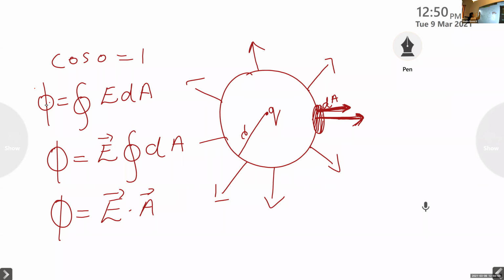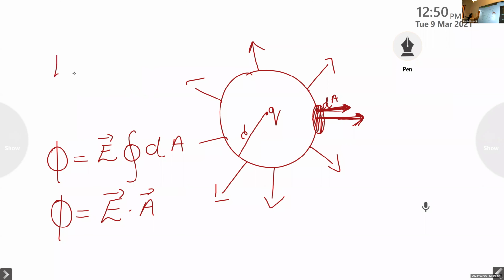Then, what is the equation for electric field intensity E? We have already studied it. Just recall.